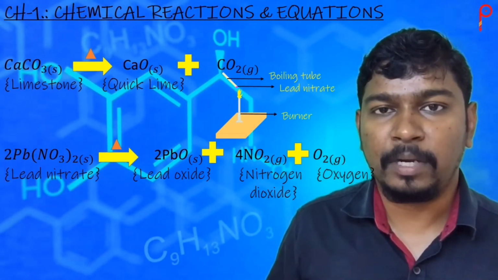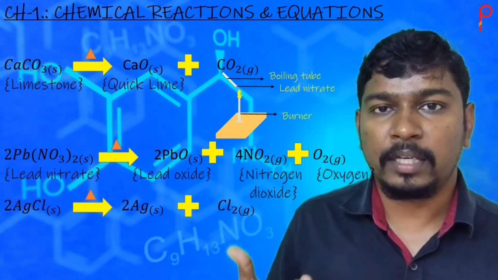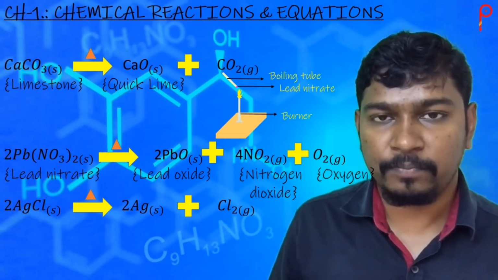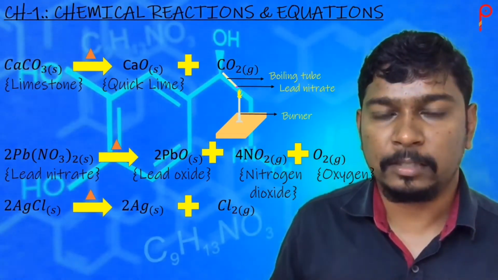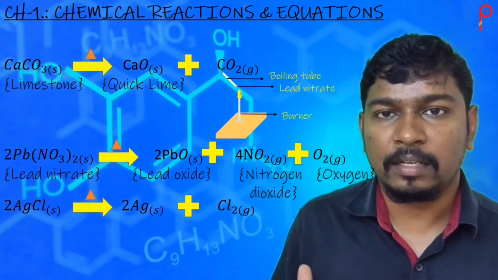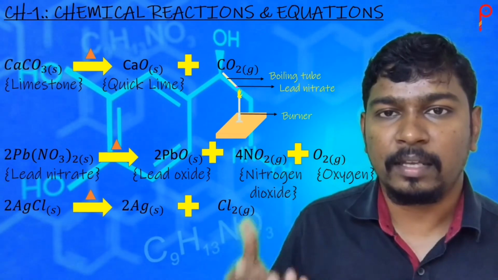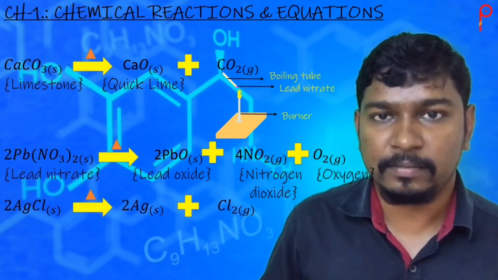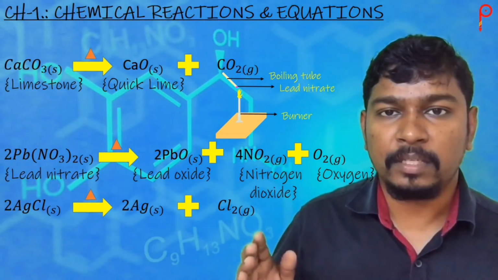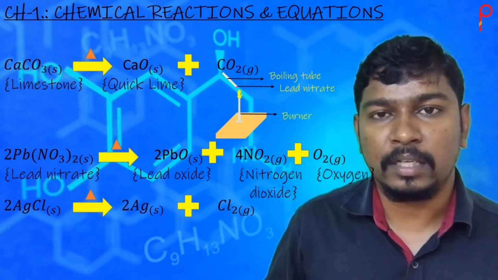Let's take the last example and wind up this section. We will take silver chloride in an evaporating dish and keep it in sunlight. We will see the silver chloride changes color to grayish, that is silver, and chlorine is released. So the chemical equation will be AgCl will give Ag and chlorine, that is Cl2.